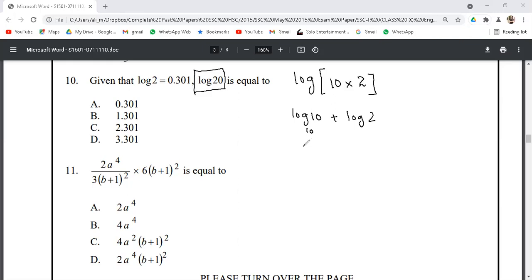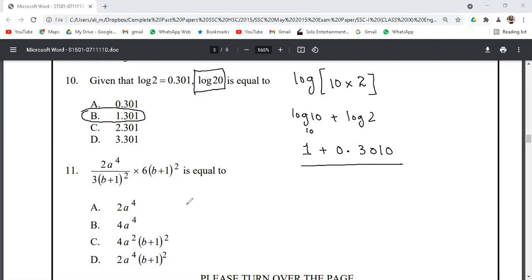Log of 10 to the base 10 will be equal to 1, and the value of log 2 is given in this question as 0.3010. So if you add these two terms, we will get 1.3010. So we have the correct answer, that is option D, 1.3010.